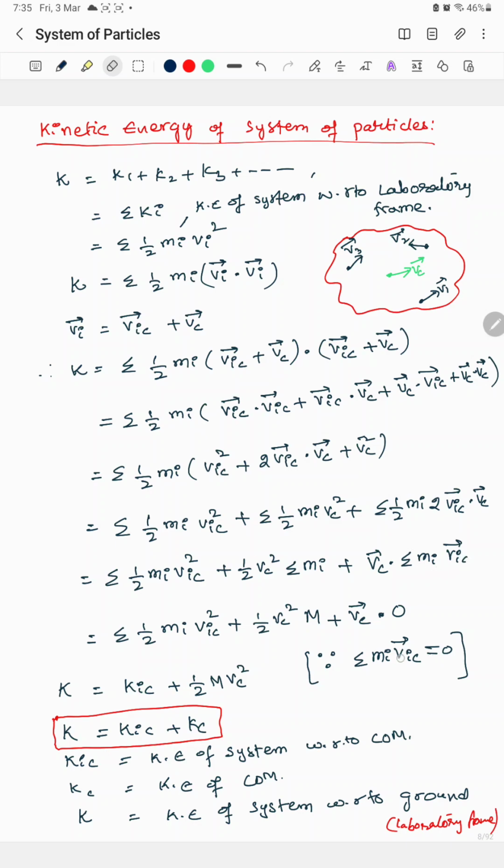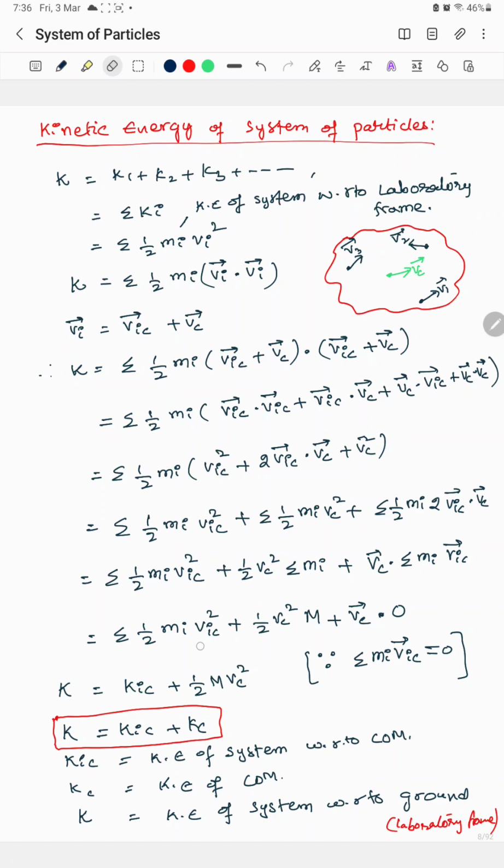We know summation mi Ric is 0. Similarly, summation mi Vic is 0. Why? Because summation Pic is 0. Already we proved that, right? So summation half mi Vic square plus, here this is equal to capital M, Kic plus half M Vc square.